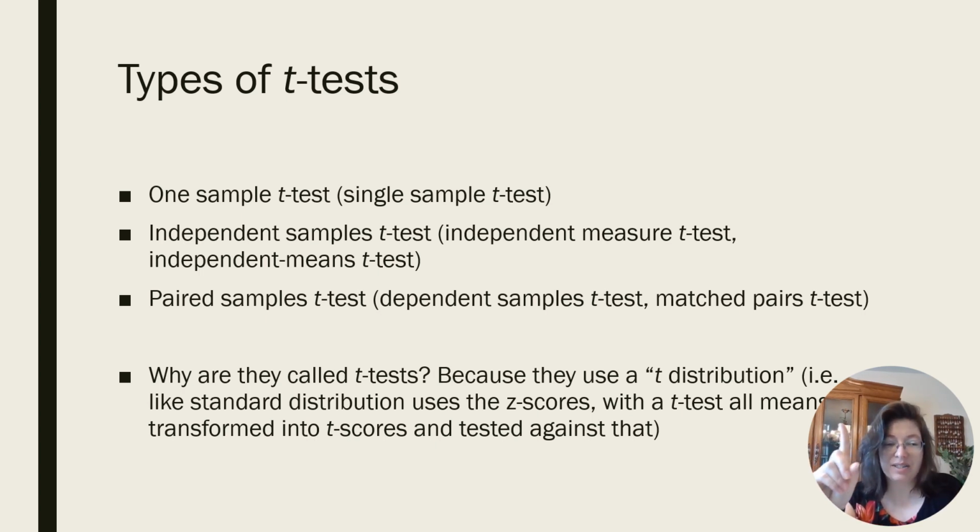There are three types of t-tests we're going to cover. One is the one sample t-test, where we just look at a sample versus the population as a whole. The independent samples t-test, and then the paired samples t-test. They're called t-tests because they use a t-distribution. Like the standard distribution uses z-scores, with the t-distribution we transform all of our averages into t-scores and test against that. The t-distribution is a probability distribution that changes shape as the sample size gets bigger. And when it's very big, it has the shape of a normal distribution.